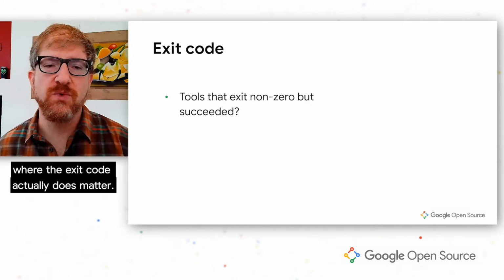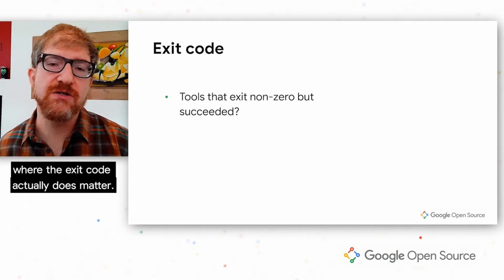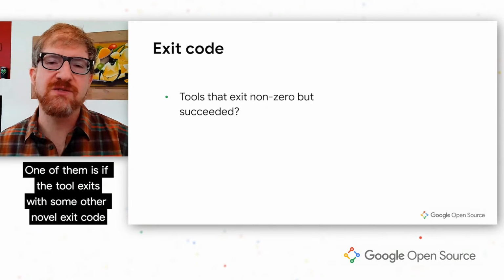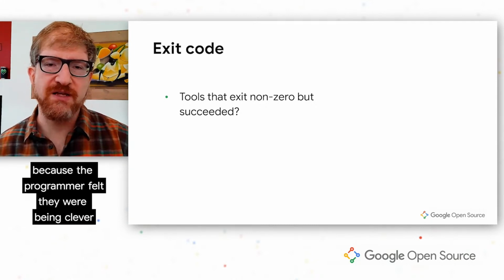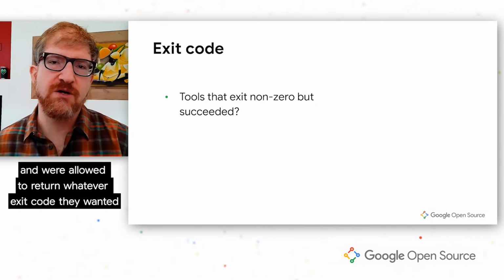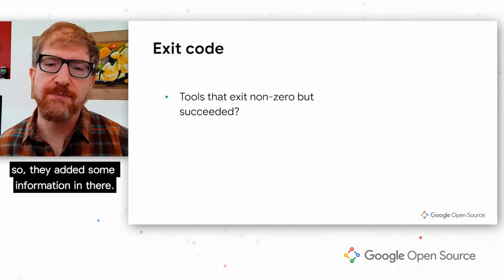There are some cases where the exit code actually does matter. So one of them is if the tool exits with some other novel exit code, like how many changes it made, because the programmer felt like they were being clever and they were allowed to return whatever exit code they wanted, so they added some information in there.